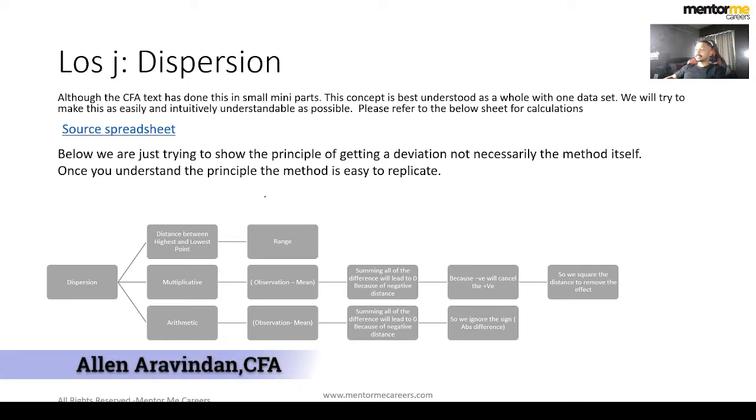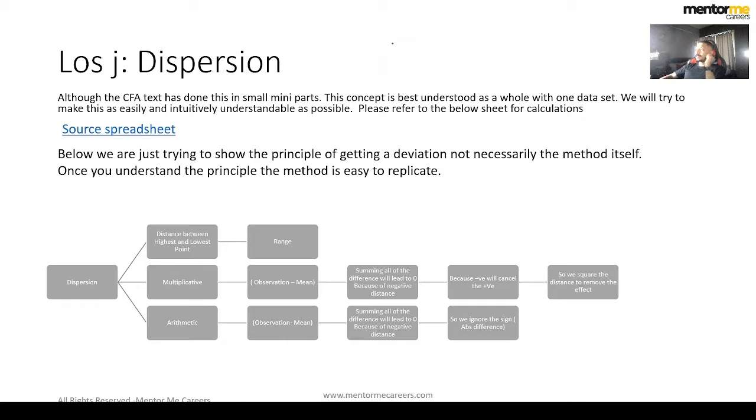What is dispersion? Dispersion, as I showed you in the chart, is about the deviation from the mean. If this is the mean, then I am interested in the average deviation from the mean, on both sides. It doesn't matter if it's positive or negative. That is what dispersion is. Again, there are different ways to measure it.